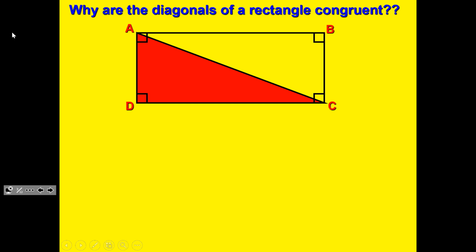Okay, before we do that, you don't have to write this down unless you want to add it on that other half. But why are the diagonals congruent in a rectangle? What do you guys think? It does create 2 right triangles. Anybody else?